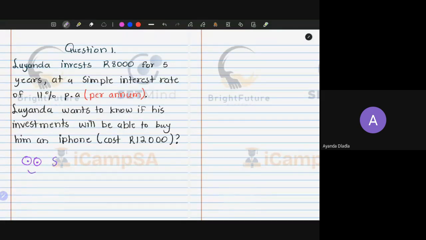So you are the smart friend who's doing pure math. We need to help Luyanda and tell him that, hey, maybe you might not be able to afford it. In fact, maybe you might have 15,000, so you'll be able to buy an iPhone that has working cameras. Cameras shouldn't look like you are underwater.